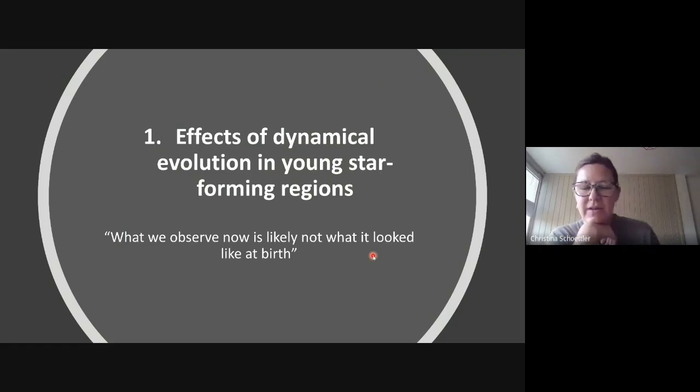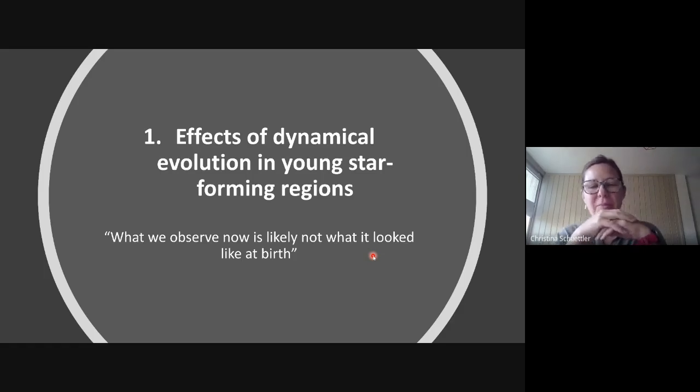Let's start looking a little bit into the effects of dynamical evolution on young star-forming regions. And I always like to headline it with what we observe now of these regions is likely not what they looked like when they were born. So if we're trying to figure out star formation theories, we might need to get a better idea of how these regions, where we can only take a picture at the current point of the evolution, might have looked like at an early stage.